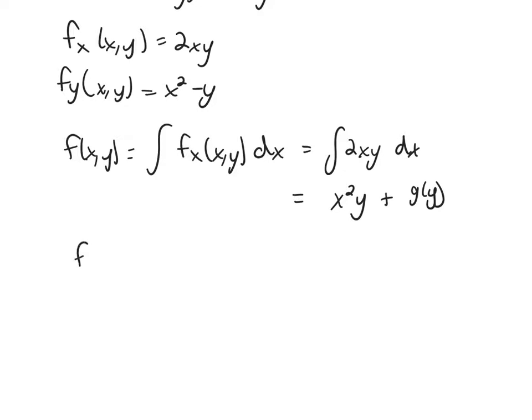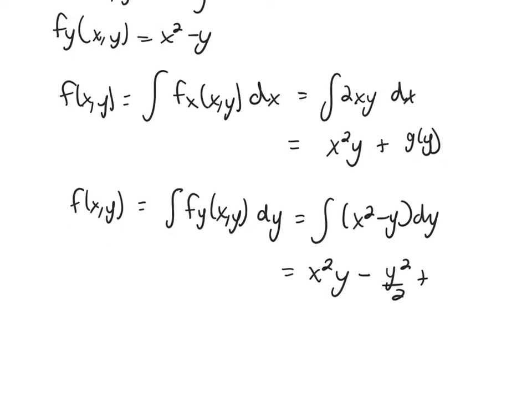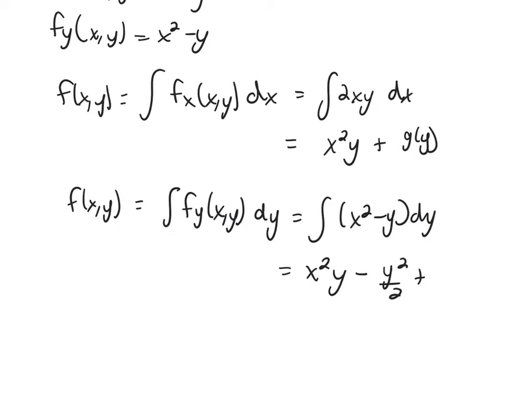On the other hand, I can find f by taking the integral of the partial derivative with respect to y, in terms of y. So I'm integrating x squared minus y dy. You're going to get x squared y minus y squared over 2 plus a constant. And now here, y is my variable, so my constant is some function of x.